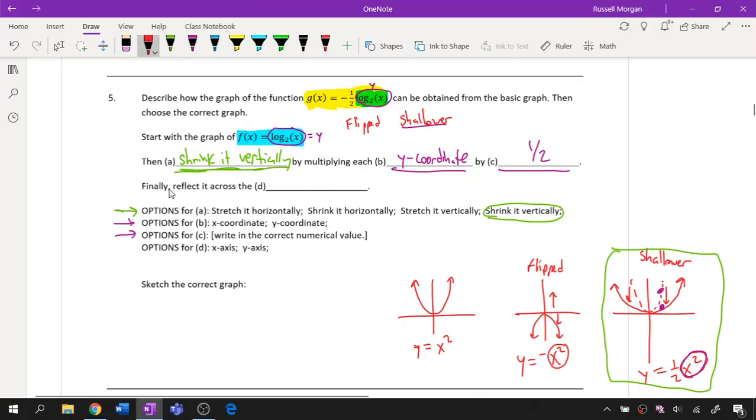So let's check out the next thing. It says, finally, reflect it across the blank. And our options are the x-axis or the y-axis. Well, remember, we flipped it. We call it flipping it. That negative is going to flip it.